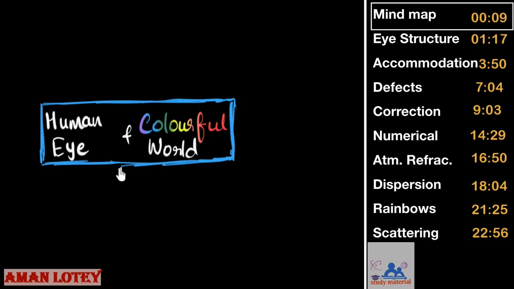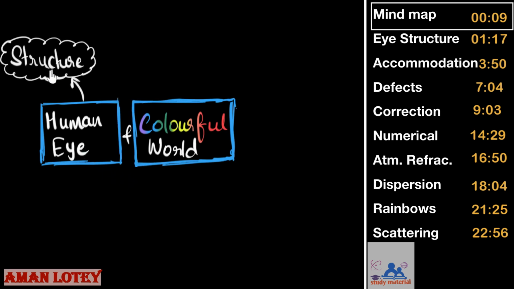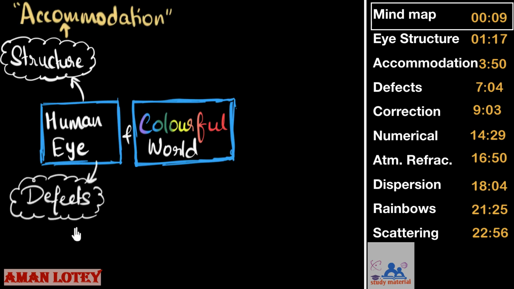So human eye in colorful world consists of two topics, the human eye and the colorful world. In human eye, we first study the structure of the eye. This is where we learn about the different parts and their functions. And one major function is accommodation, very frequently asked question. That's why I'm highlighting that. The second major topic in human eye is learning about the different defects, how to correct them. And this is where you can expect your numericals to come from.